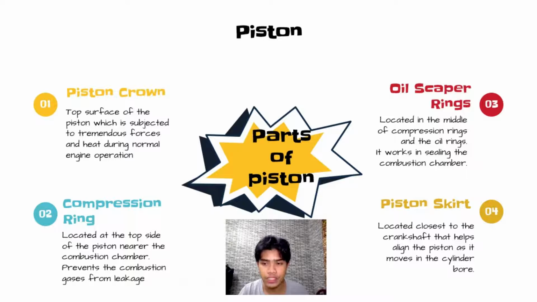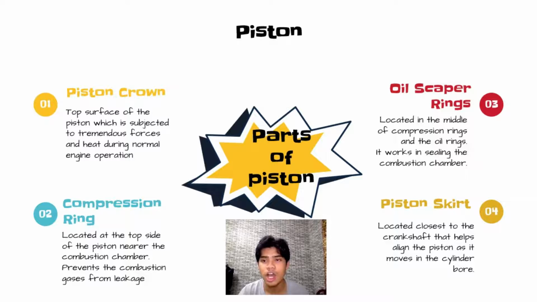Parts of a piston. The first one is the piston crown. The piston crown is the top surface of the piston, which is subjected to tremendous forces and heat during normal engine operation. Next, the compression ring. A compression ring is located at the top side of the piston, nearer to the combustion chamber, and it prevents the combustion gases from leakage.